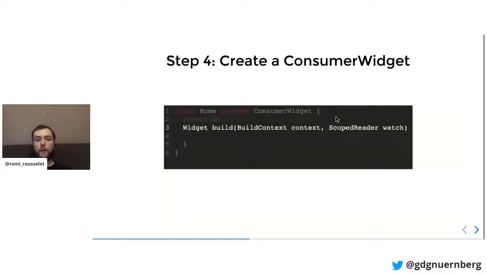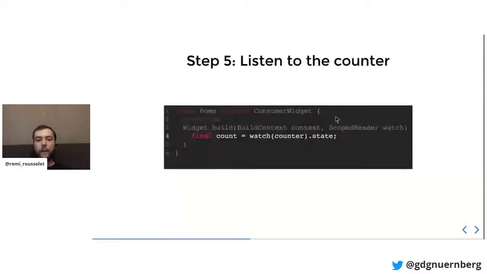So once you've created your ConsumerWidget, you can then add this line using the new parameter passed to your build method to read the provider of your choice. So here we are using watch, and we are passing the counter provider that we created previously. And then we're just reading the current state. And so just by doing this line, our home widget is suddenly listening to the counter state. So if we ever in the future change the state of the counter, this will automatically rebuild the home application.